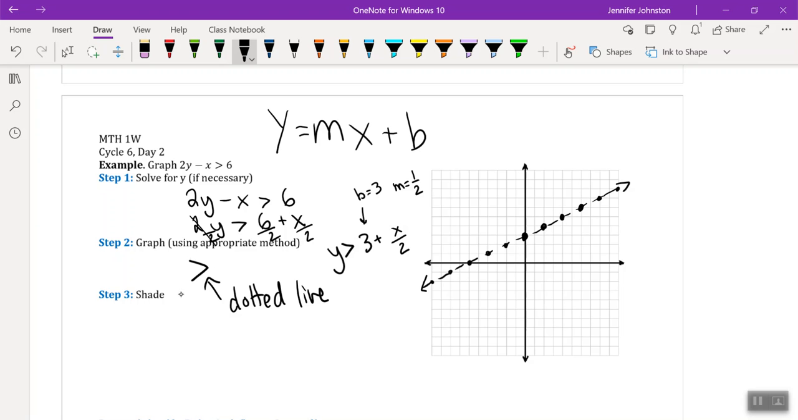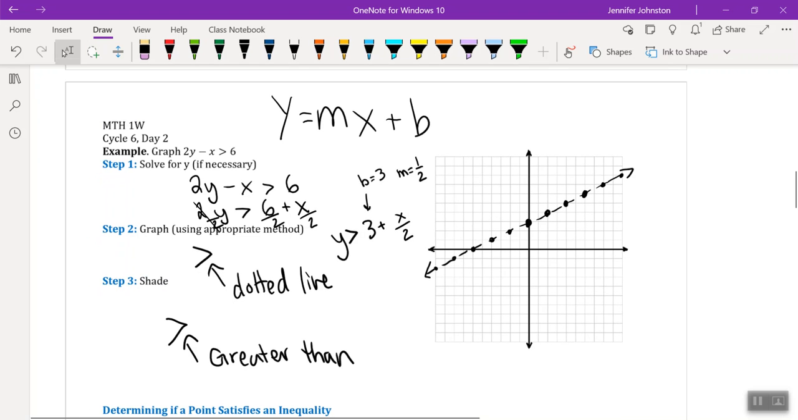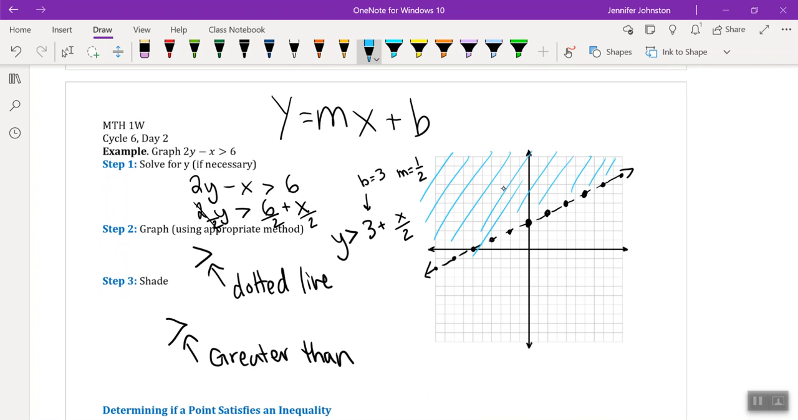And here, what does this sign mean? Is it greater or less than? Well, we're reading it from left to right. This says greater than. So are we going to shade everything above or below? Here we're going to shade everything above the line, because that means greater than. Everything gets shaded right up here.